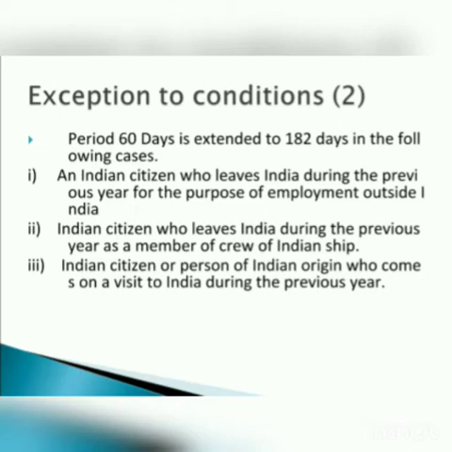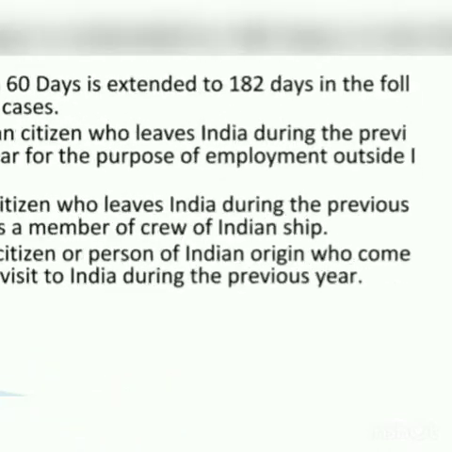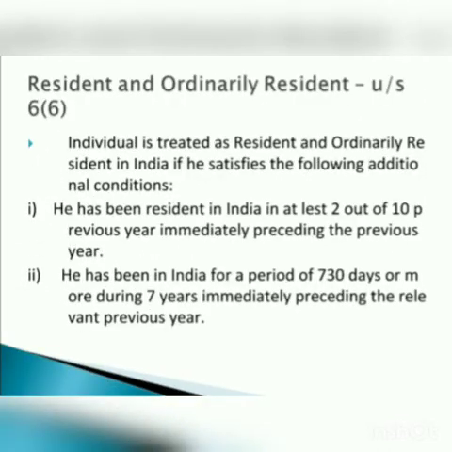And the third exception is an Indian citizen or person of Indian origin who comes on a visit to India during the previous year. If any person visits India during the previous year, then also the condition of 60 days will be extended to 182 days. If a person satisfies any one out of these two conditions, then the person is said to be a resident in India.